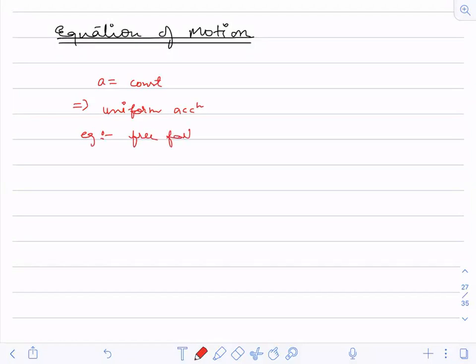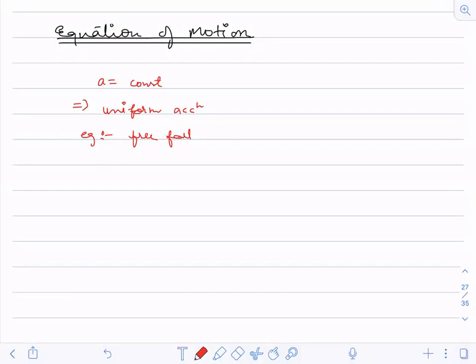Free fall is an example of uniform acceleration. Understood? If this condition is present, then only will all these equations we are going to derive be valid. If acceleration is changing, then this will not be applied.